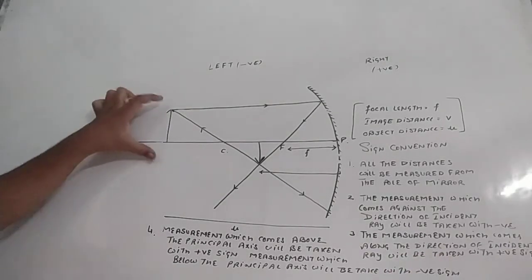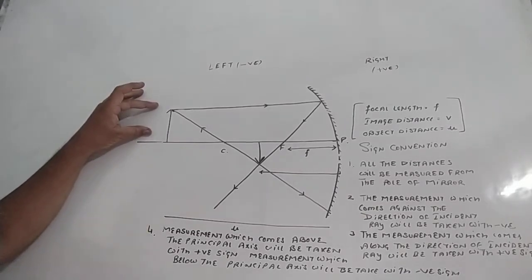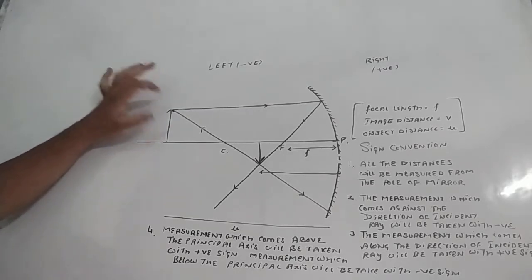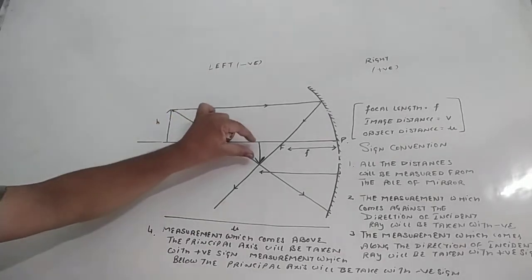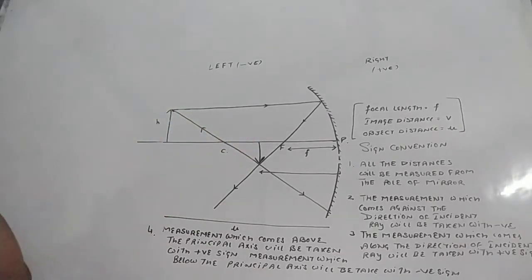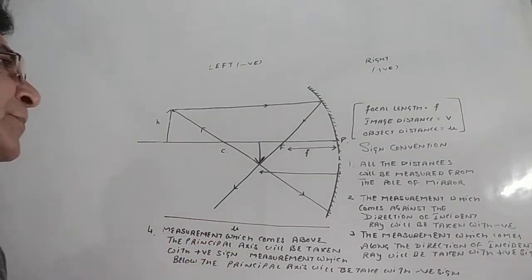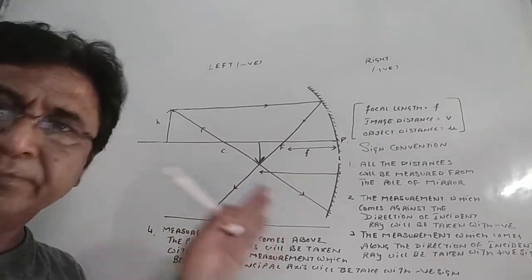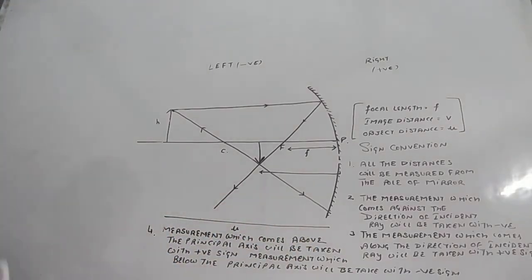In this particular diagram we can see the object is above the principal axis, so it will be taken with a positive sign. We are talking about height, and the height of this image will be taken with a negative sign because it is coming below the principal axis. So these are the sign conventions you have to remember for using the mirror formula. Let us go ahead and understand the mirror formula.